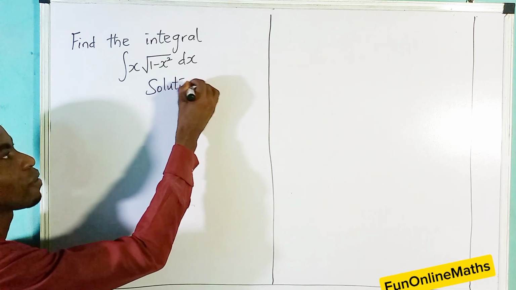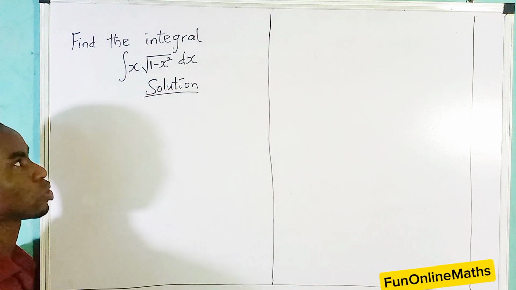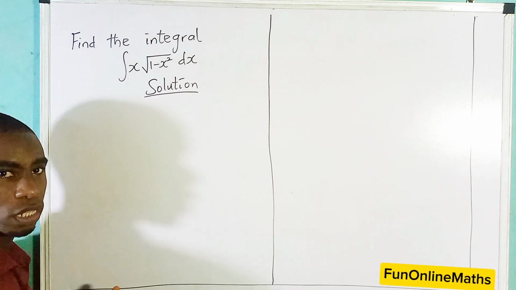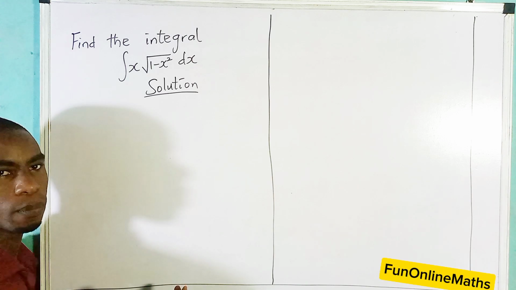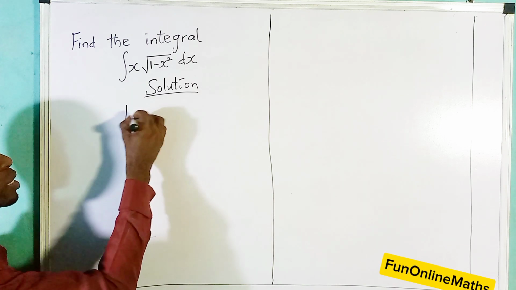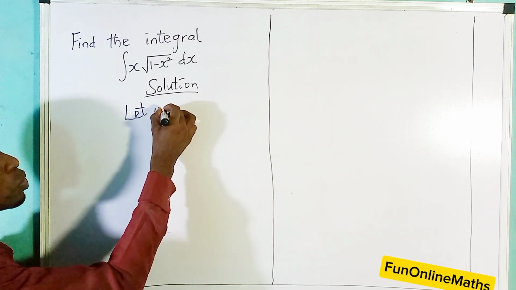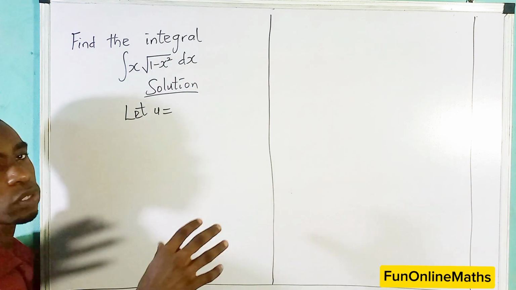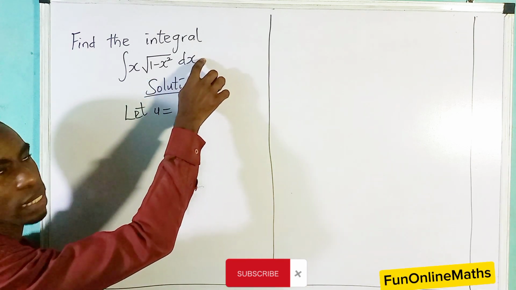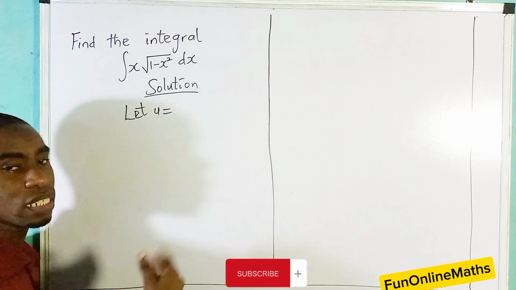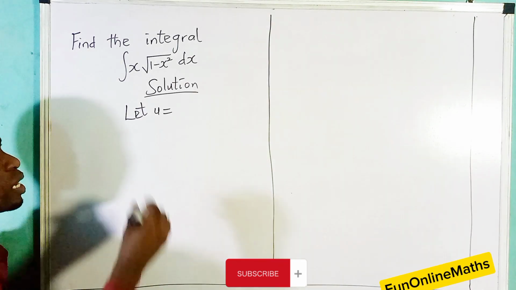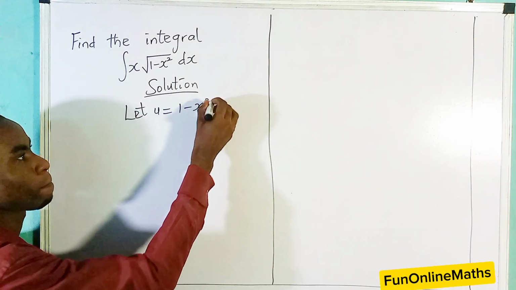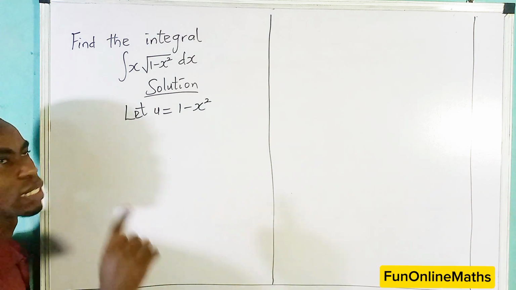Now, when we have integration by substitution, it means that we'll be substituting a certain value or a set of values by another. For instance, we say let u be equal to what is within this square root. The purpose of this is so that we can replace dx and maybe replace x with a different variable. So if we say let u be equal to 1 minus x squared, all right, now the next thing we'll do is to differentiate u with respect to x.